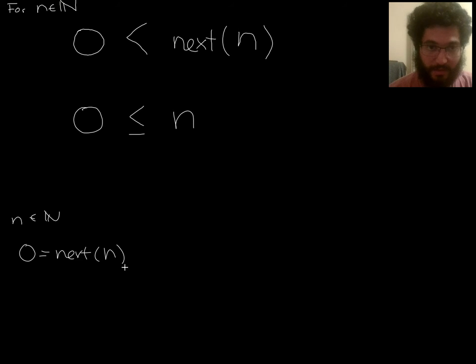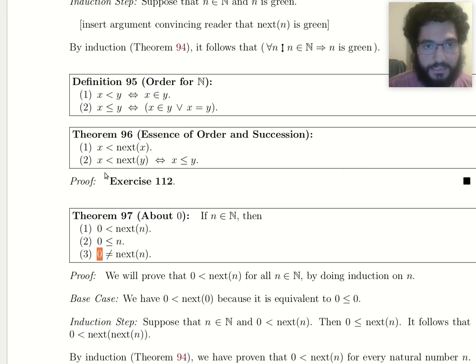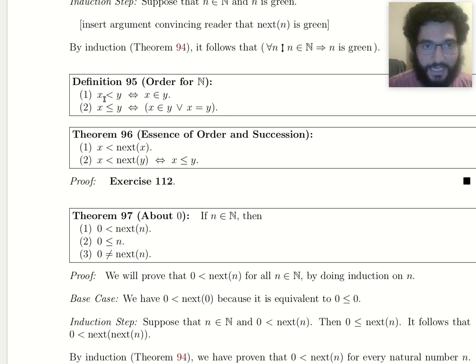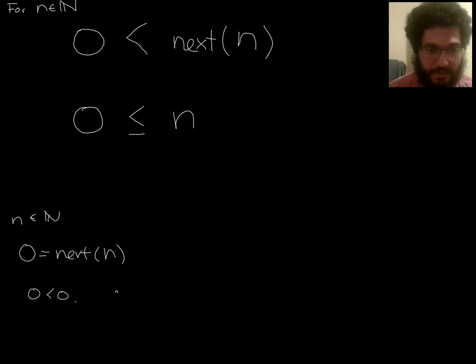Well, then since 0 is less than the next of any natural number, we would have 0 is less than 0, right? Well, what's the problem with that? I mean, that sounds like a contradiction, but exactly what's the contradiction? Well, to see the contradiction, I have to break my rule of only using the essence type results and go back to the original set theoretic definition of less than, that it's just a fancy way of writing membership. So this is the same as saying 0 is in 0.